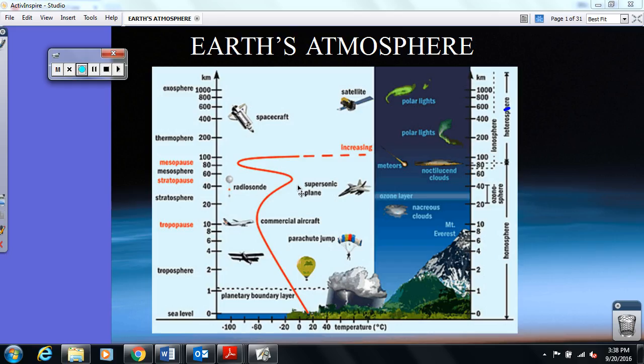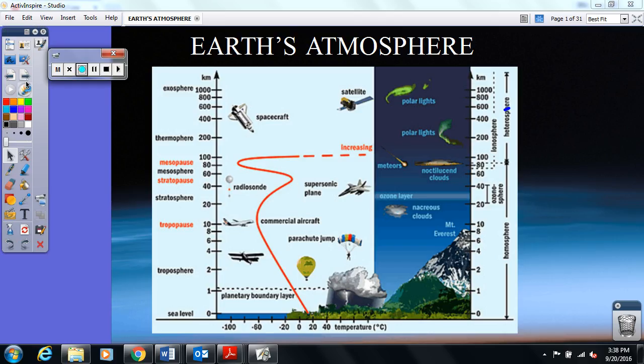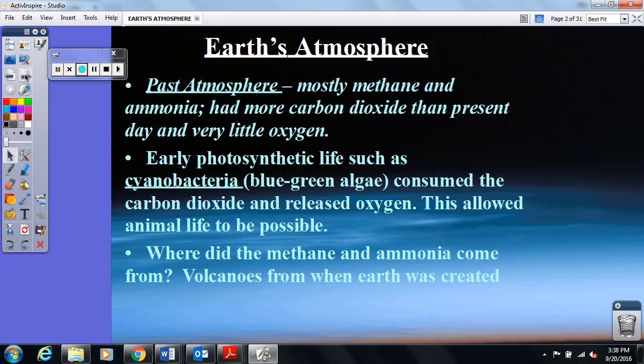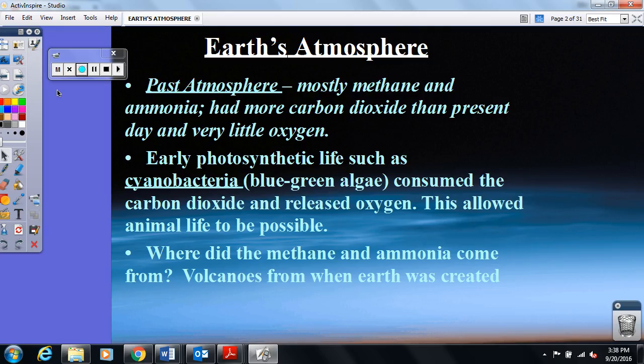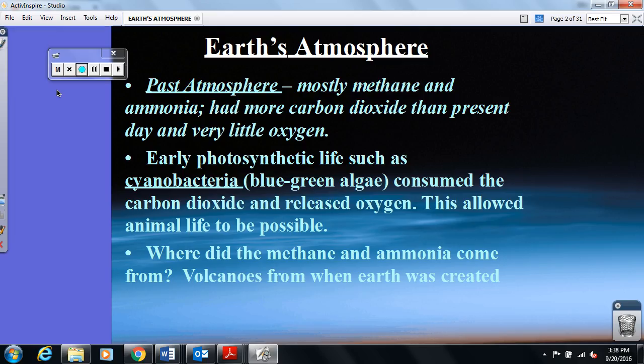Okay, today we're going to talk about layers of Earth's atmosphere. First of all, you need what is in italics. So, first of all, the past atmosphere was mostly methane and ammonia. There was a lot more carbon dioxide than there is in present day, and there was very little oxygen.